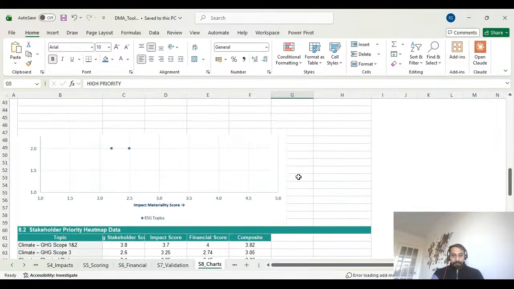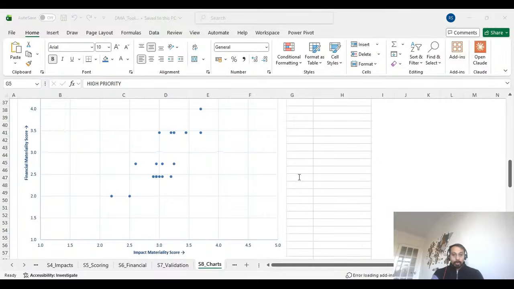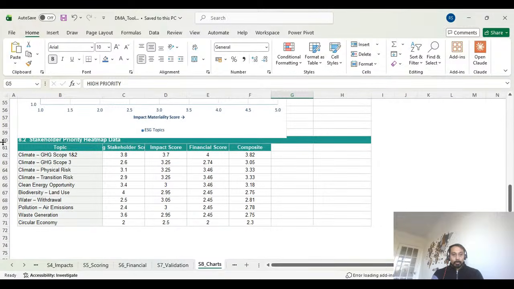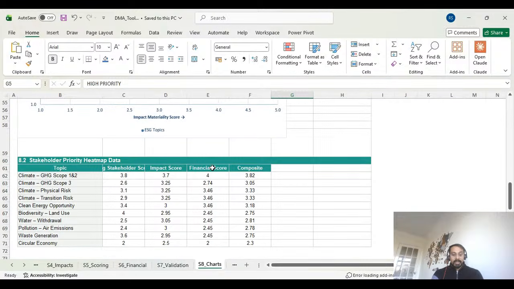So you can add this whole report based on the bubble site. You can add the composite score for each IRO. Each IRO is plotted visually for the particular report. And then another report for the 8.2, which is a stakeholder priority heat map.